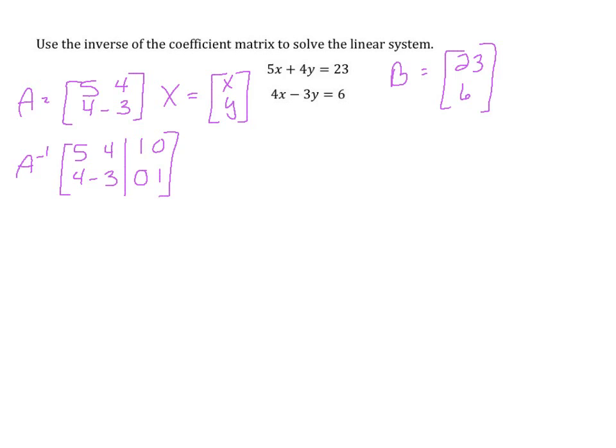And get the left-hand side into the identity matrix. So if I look at 5 and 4, I'm going to need to multiply. Our least common multiple between 5 and 4 is 20. So I'm going to have to multiply my bottom by negative 5, my top by 4, and add them together. This will give us 20, 16, 4, 0, negative 20, 15, 0, negative 5. If I add these together, we'll get 0, 31, 4, and negative 5.